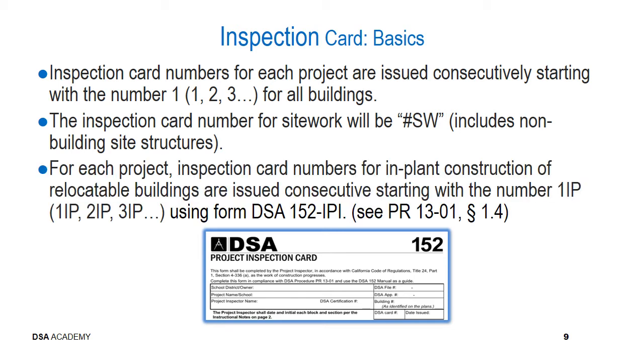Similarly, when it came to the in-plant inspection card, we also number those sequentially, starting with 1, so it would just be 1 IP, 2 IP, 3 IP, and so on. And that's applicable for the DSA 152 IPI. You can take a look at PR 1301, section 1.4 for further information related to in-plant inspection.